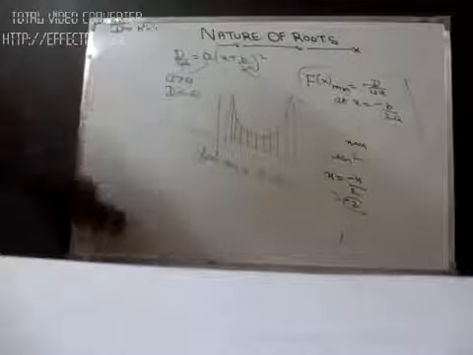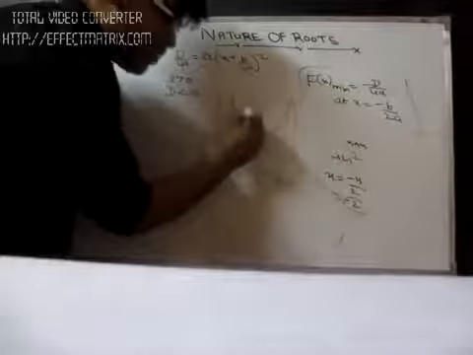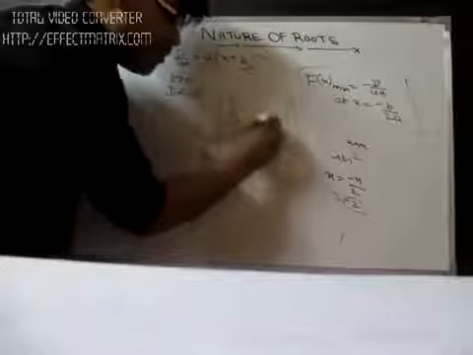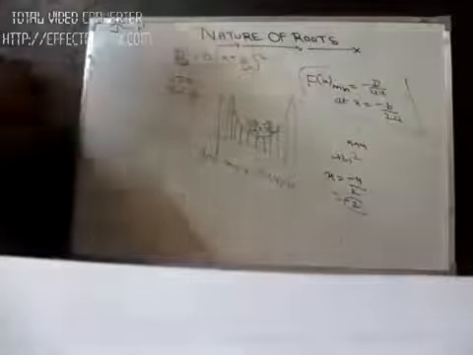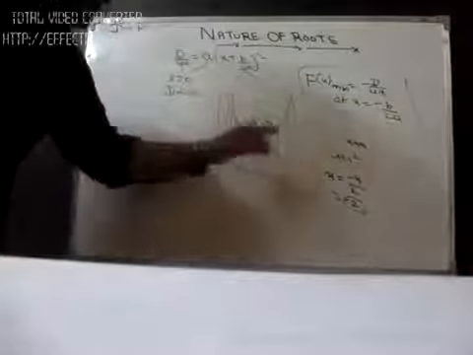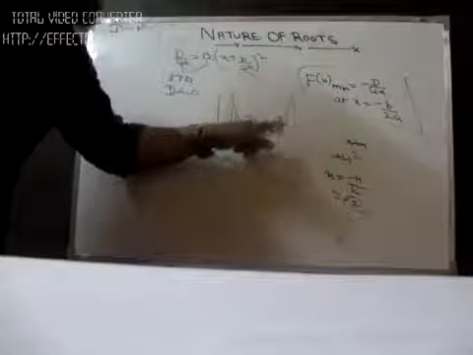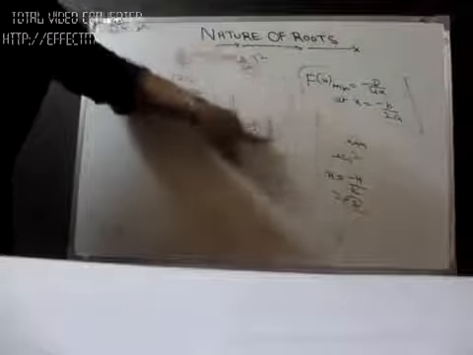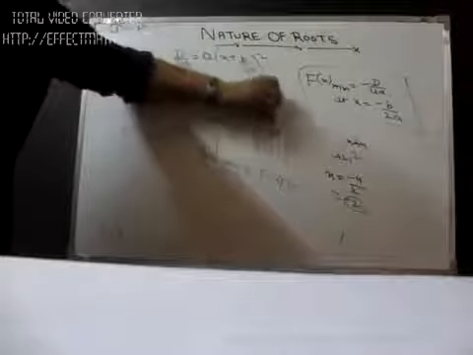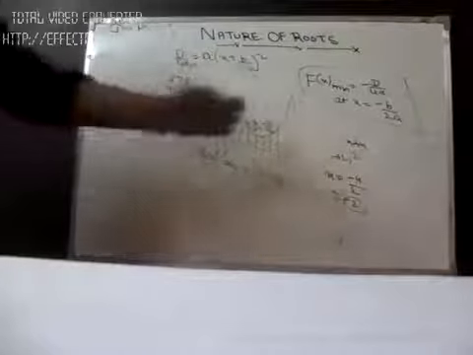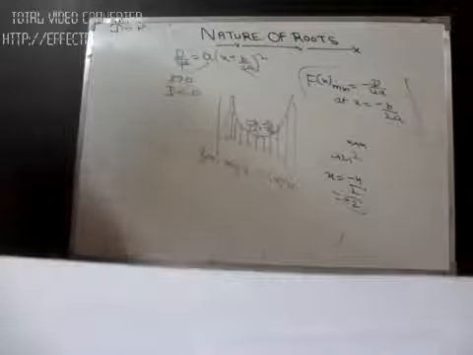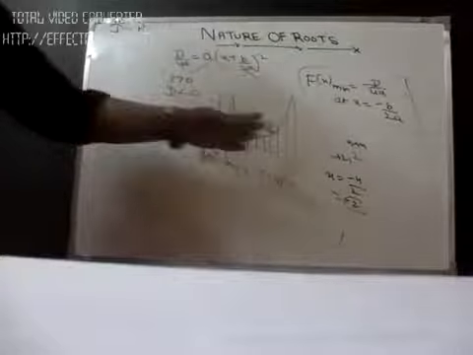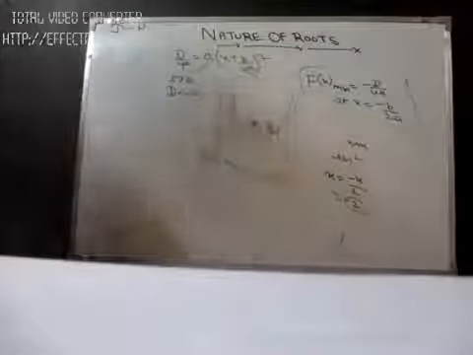For any value of x, the minimum will be minus D by 4a. This minus D by 4a will become positive because D is less than 0, so this will become positive, and a is already positive, so positive by positive is positive. So the minimum value will be positive and this value also will become positive.